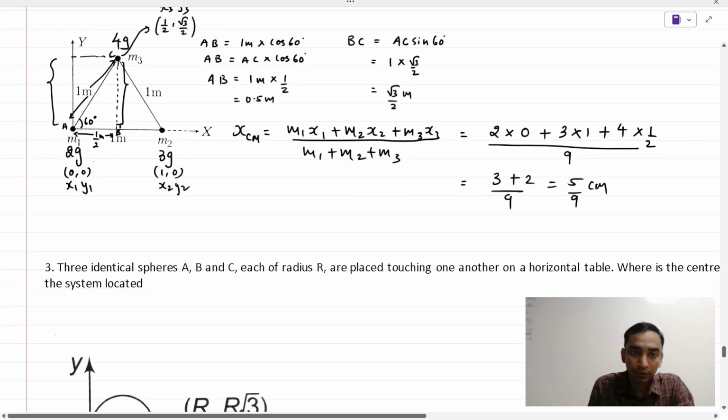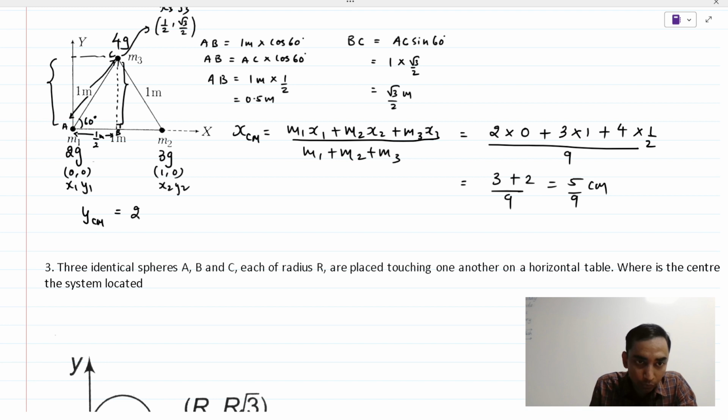And now let's find out YCM. So YCM is equal to M1 Y1. So straight away I'm going to put the value 2 into 0 plus M2 Y2. So 3 into 0 plus 4 into root 3 by 2 divided by the total mass, which is 9. So this is equal to 2 root 3 upon 9.